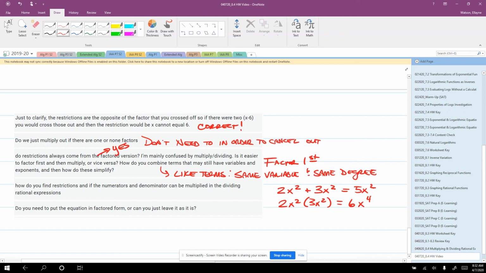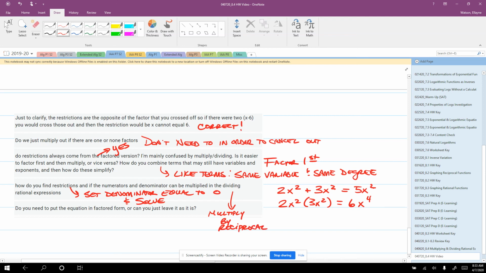Next question, how do you find restrictions? Restrictions are, again, set denominator equal to 0 and solve. And can the numerator and denominator be multiplied in dividing rational expressions? Yes, you want to, so in dividing, you actually want to multiply by the reciprocal. So that should be the first thing you look at to make sure you don't miss that.